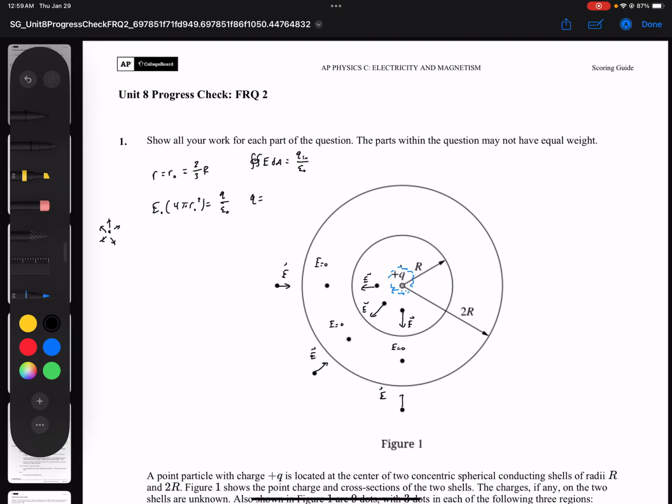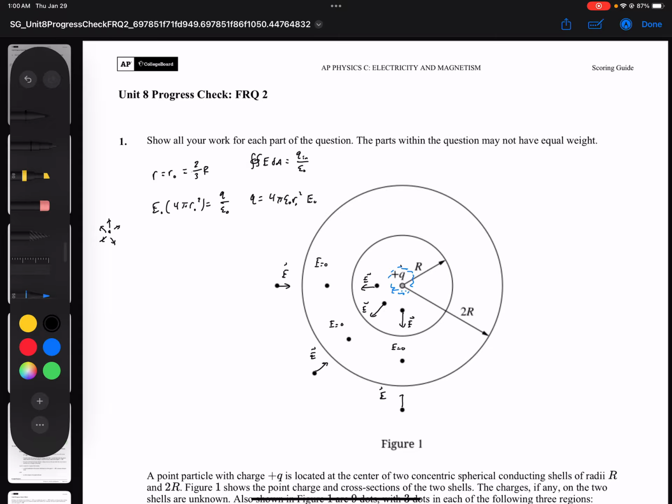All right, so this charge, positive Q, has to equal 4 pi epsilon naught squared, R naught squared, times E naught. Right, and all I did is solve for Q. I just multiplied both sides by epsilon naught.